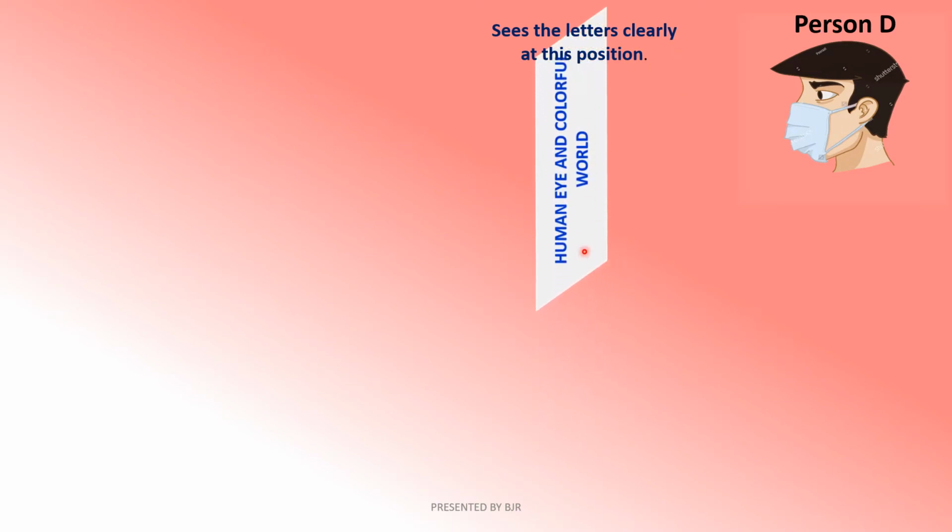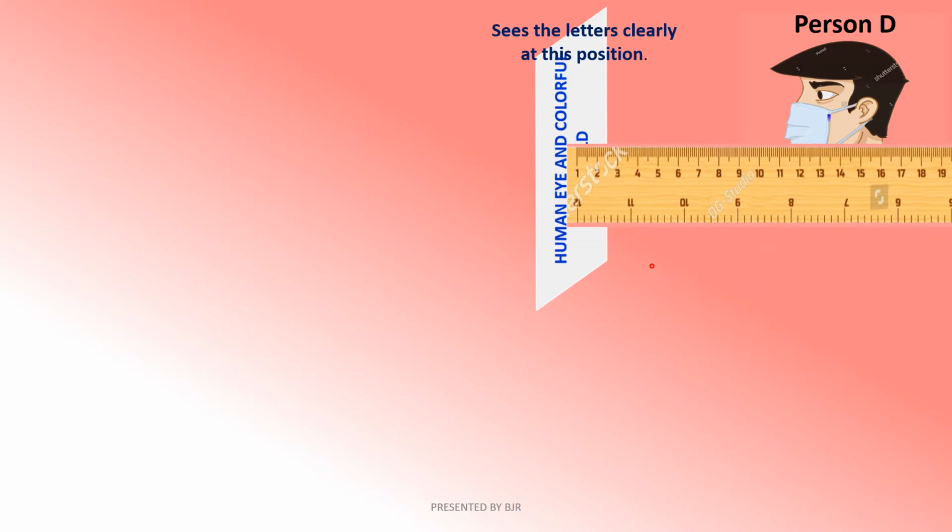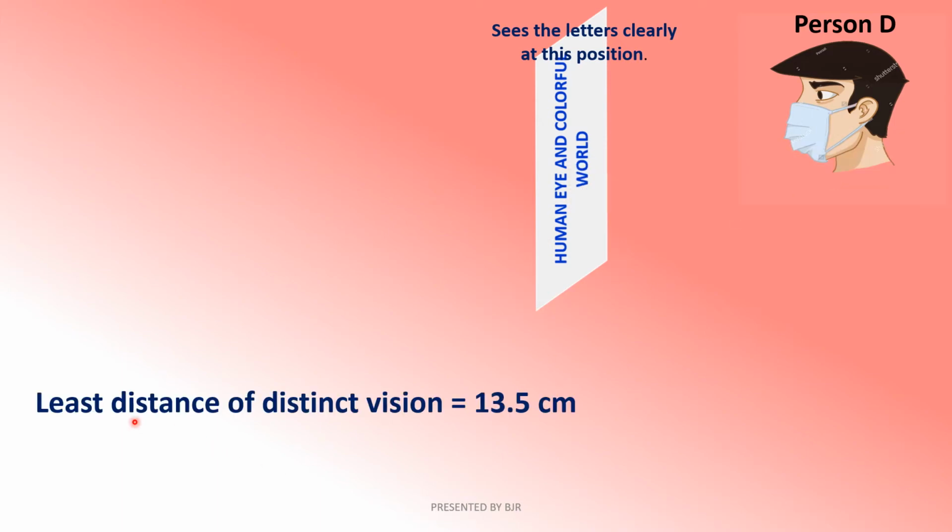So, without strain to his eyes, he can read the contents on the paper very clearly at this position. This is the least distance. This is the least distance of distinct vision for him. Let us measure this distance. From here to here we have to measure. Here is the scale. It is around 13.5 centimeters. The least distance of distinct vision for this person D is 13.5 centimeters.